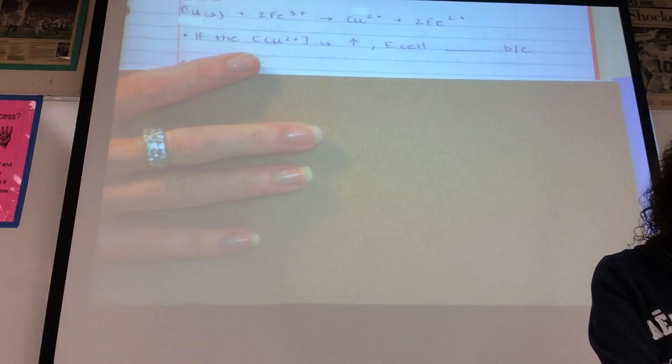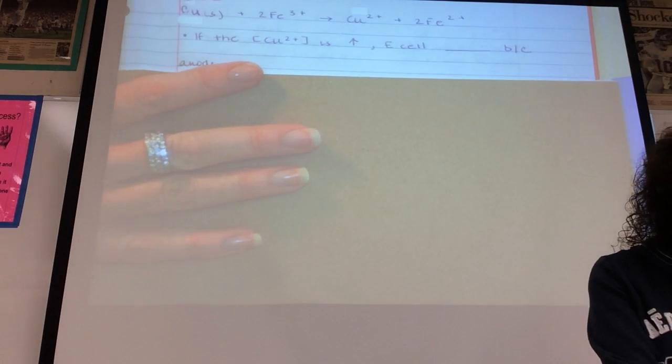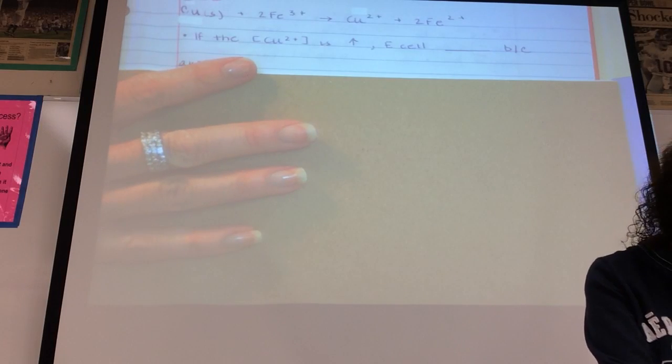There's another way to explain it, and that is through the Nernst equation and Q, and that's what we're going to open up with today.